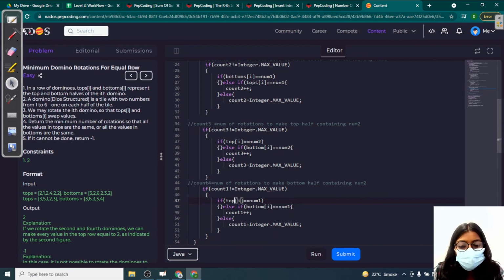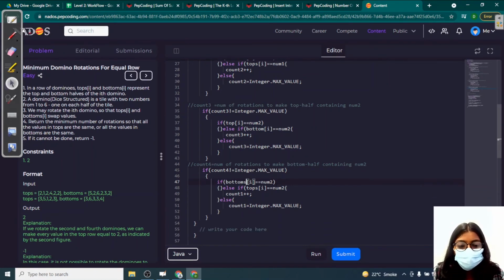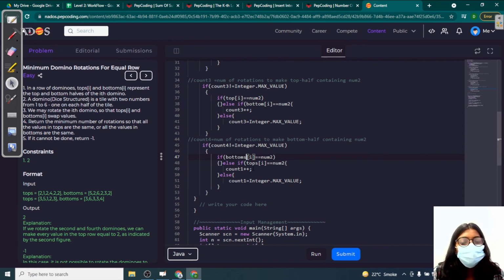Now for bottom containing number 2. So if bottom of I is equal to number 2, else if top of I is equal to number 2, bottoms of I, and it is count 4. Count 4 represents the number of rotations to make the bottom half contain number 2. If bottom of I is equal to number 2, then do nothing. Otherwise, if top of I contains number 2, then rotate, right? Then increase count 4, otherwise make count 4 Integer dot MAX_VALUE.